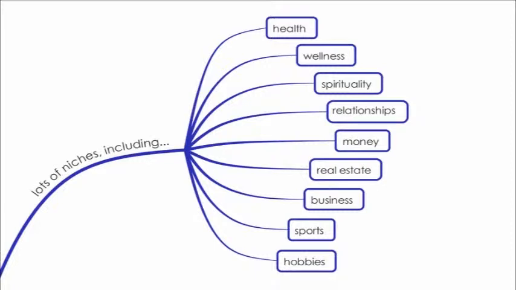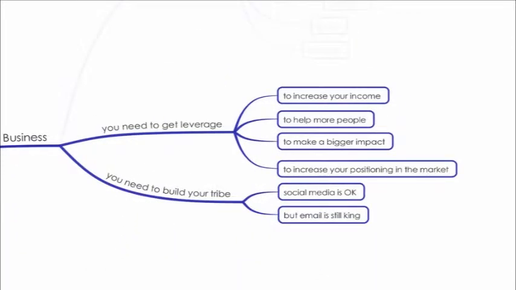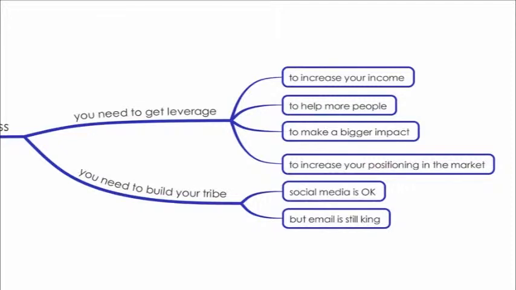But if you're working with people one-on-one, then you already have clients who probably want to buy more stuff from you. They probably don't have enough of you. There's probably not enough of you to go around, and certainly there's not enough of your time to go around. Your income and your ability to help people make a bigger impact is basically limited by the number of hours, and we all have the same number of hours. So you need to get leverage to make that impact, to increase the positioning in your market.